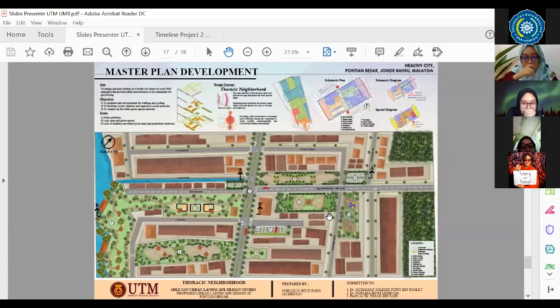Okay, this is my overall master plan, which is focused on the residential area. Basically, I have many spaces that I have designed for the residents. It is not only for the residents, it is also for outsiders. I would like to elaborate more in my innovation section on some spaces in my master plan.